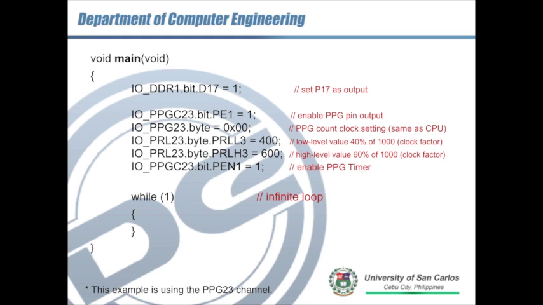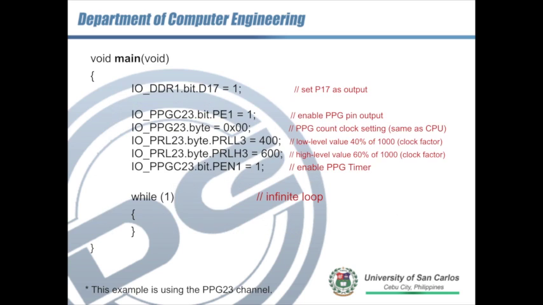The last statement here is to enable the timer. Before we enable the timer we have to set up everything, so that's why we do it last. That's bit PEN1 at PPGC23. Remember, PPGC23 is different from PPG23. PPG23 is the register that allows you to select the count clock for our timer.